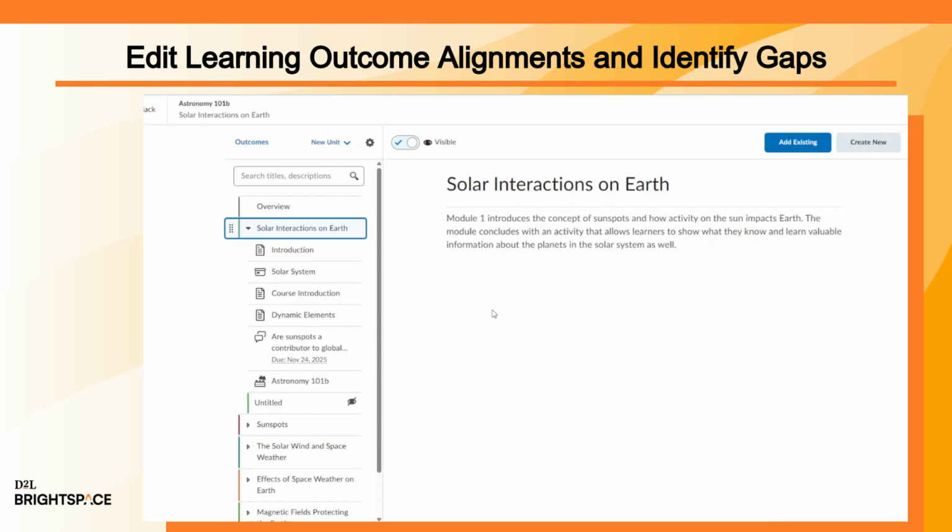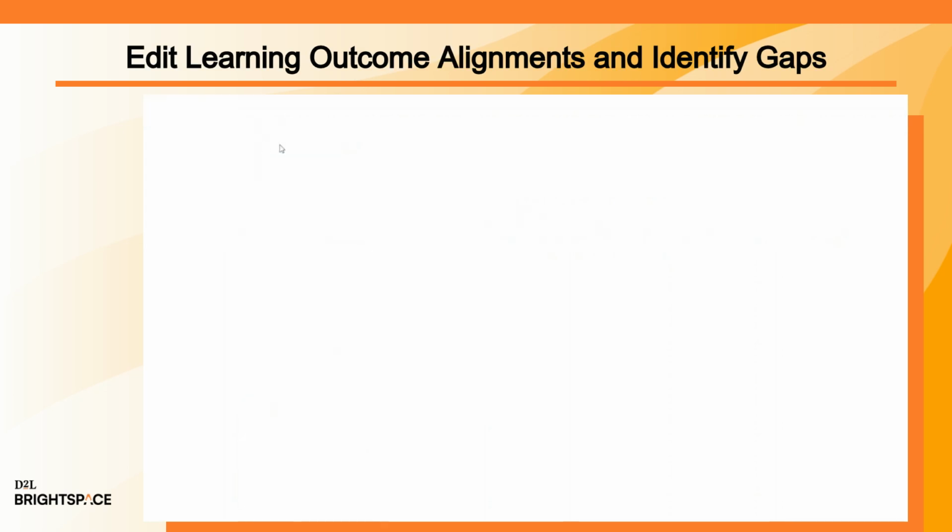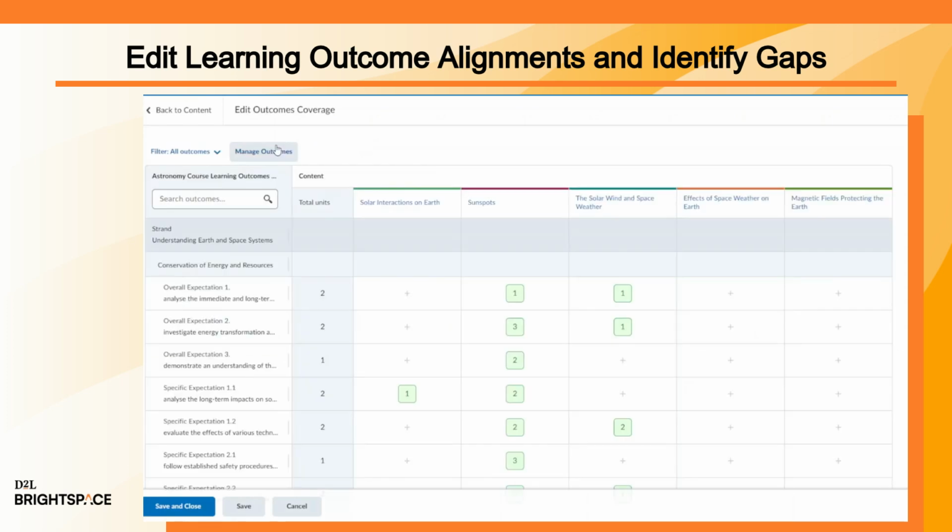To edit learning outcome alignments, from Content, click Outcomes. From the Filter drop-down list, select All Outcomes. To align outcomes with units or modules, click the corresponding grid cell. A check mark appears in the grid when the outcome is aligned. To remove an alignment, click the grid cell again.